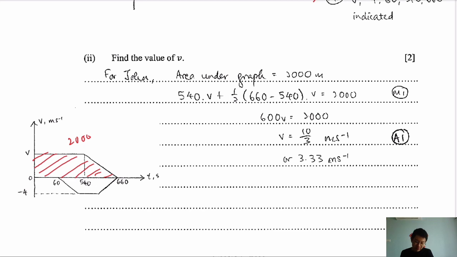The total area under the graph consists of the rectangle in the first part, and the second part is the triangle. So it shouldn't be very difficult to find out the area under the curve in this case. This is equal to 2000. Once we have written out something like this, we get the first mark. After that, it's just solving for V. Solving for V and getting the correct answer, we get 10 over 3, which is 3.33. So we get another mark for the correct answer.